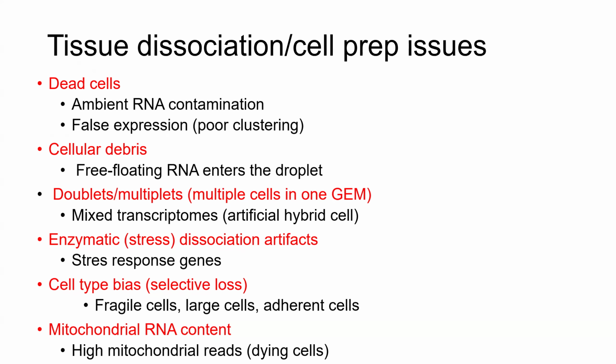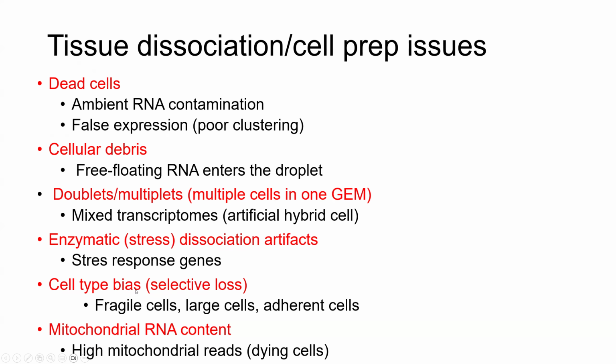You can't have doublets of cells. They have to be single cells or single nuclei. Because if you have a doublet that gets into one of those GEMs, what you're going to actually make is a mixed transcriptome. And you're going to have an artificial hybrid cell, and that's going to cause problems as well. The process of enzymatically dissociating the tissue is also a big problem because that induces artifacts as well.